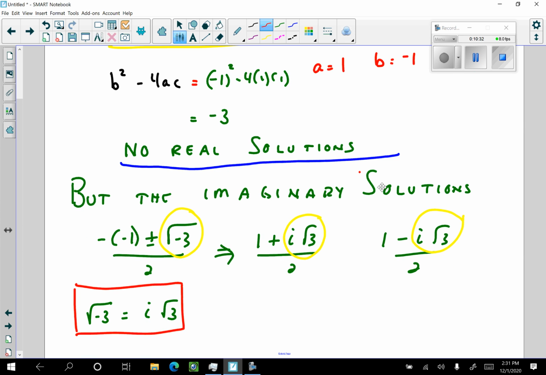Henceforth, what we're going to do, if we have a quadratic equation that has imaginary solutions, I do indeed, students, want you to write them using the number i, the imaginary number i.